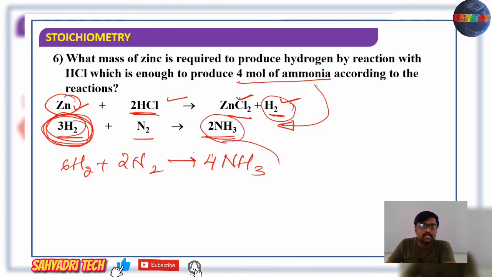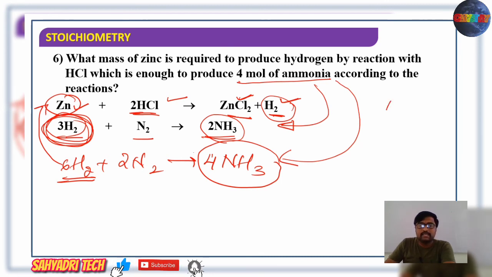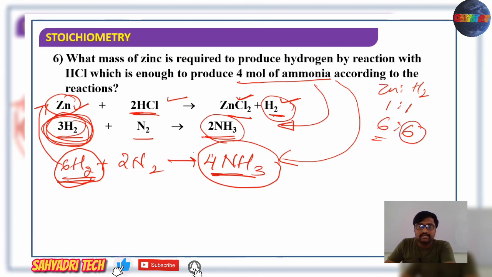So that is the required quantity. We need to produce 4 moles of ammonia. Then how many moles of hydrogen are required here? 6 moles of hydrogen. It means we are going for back relations. Zinc and hydrogen, Zn to H2, what is the relation? 1:1. So if hydrogen is 6, zinc is also 6. For the formation of 4 moles of ammonia, 6 moles of hydrogen are required. To produce 6 moles of hydrogen, 6 moles of zinc must be reacted. So 6 moles of zinc are required.